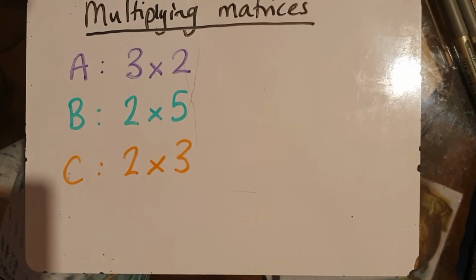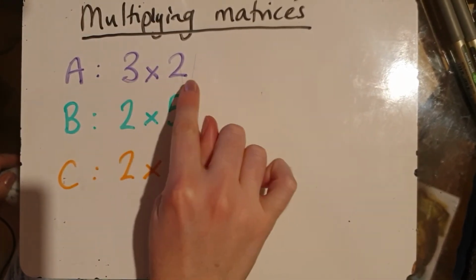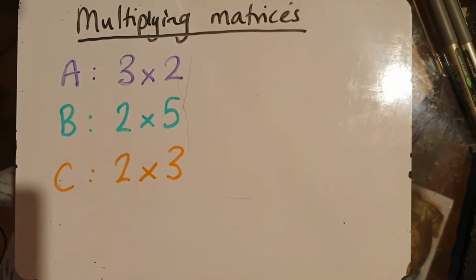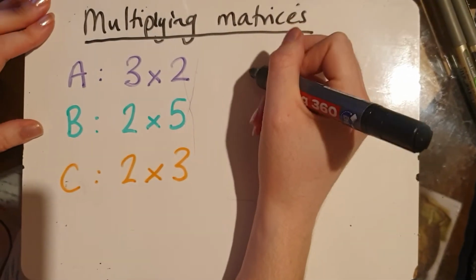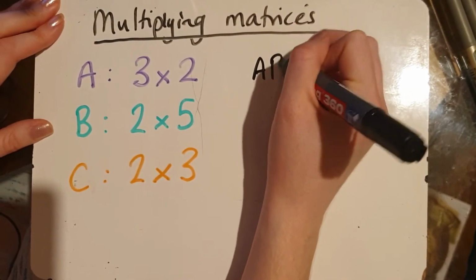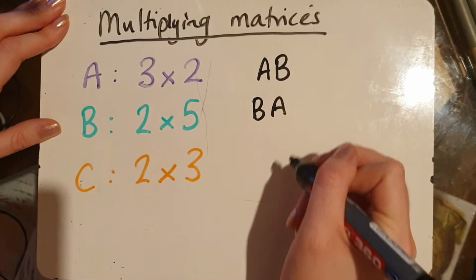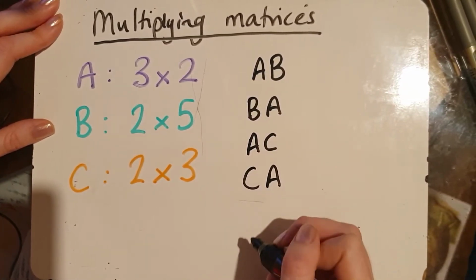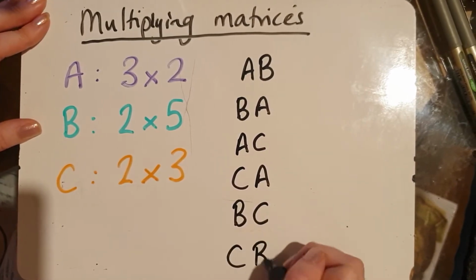So let's say I had three different matrices. I've got matrix A, which is a 3 by 2 matrix, matrix B, which is a 2 by 5 matrix, and matrix C, which is a 2 by 3 matrix. Can I do the following? AB, BA, AC, CA, BC, and CB.